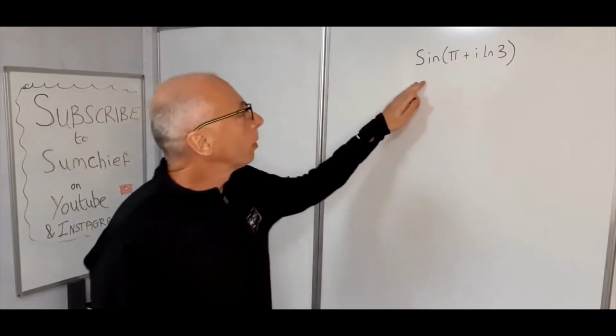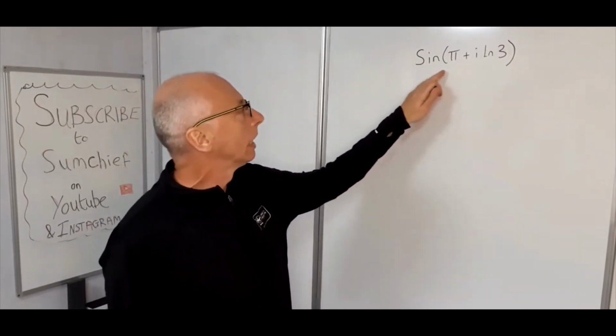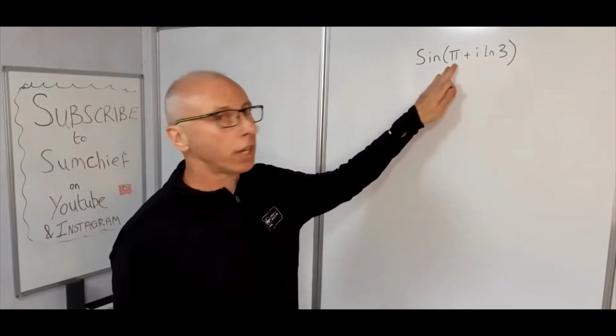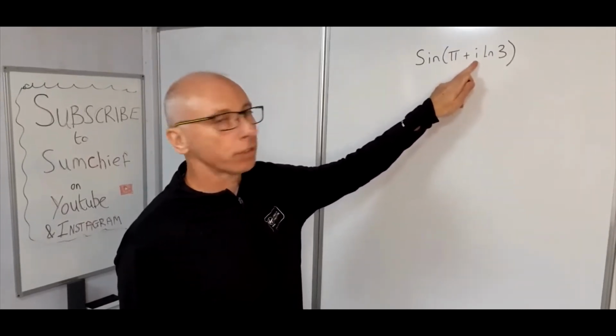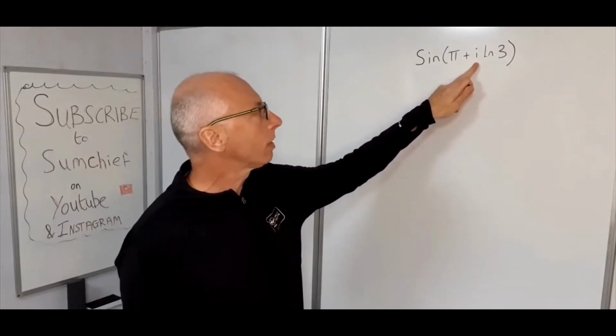So in this video we're going to find sine of pi plus i natural log of 3. Now that's a crazy looking input for the sine function there. Complex analysis of course, with the i in there. So how do we start evaluating what this is?